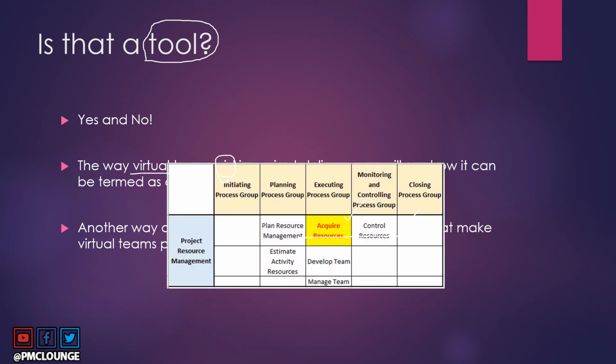So let's look at the PGKA mapping here. We are talking about the acquire resources process under the executing process group, resource management knowledge area. One of the tools and techniques of the acquire resources process is virtual teams.